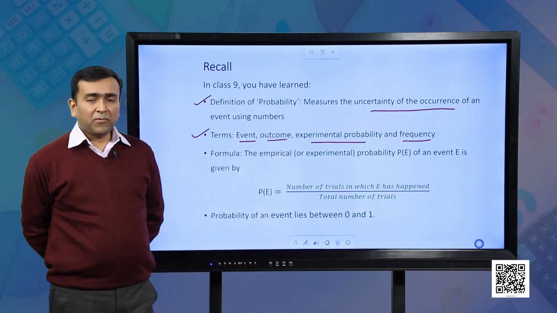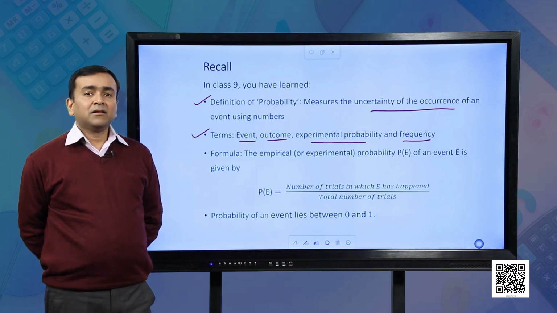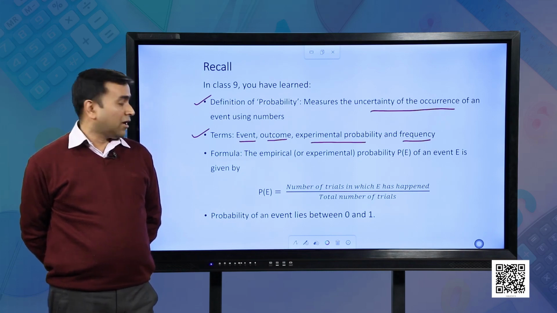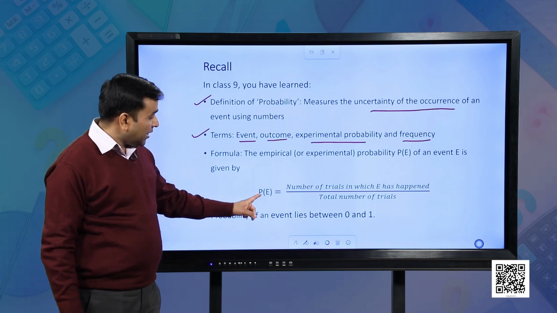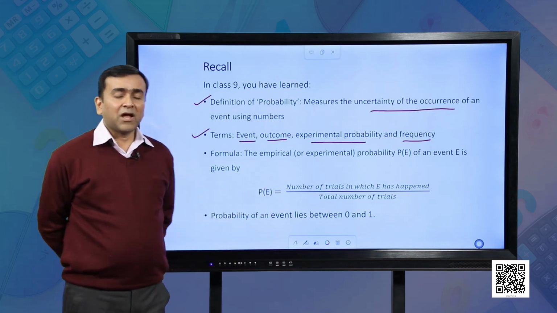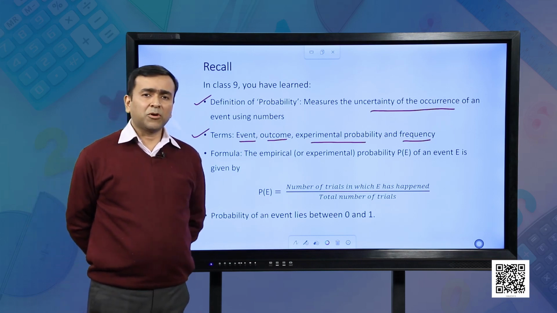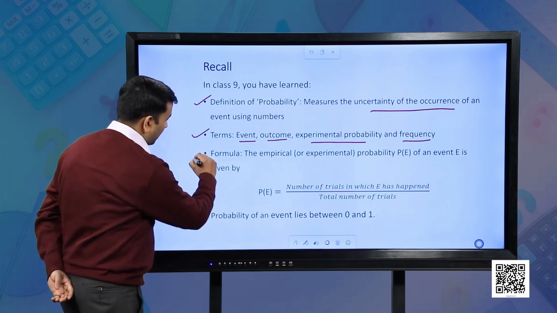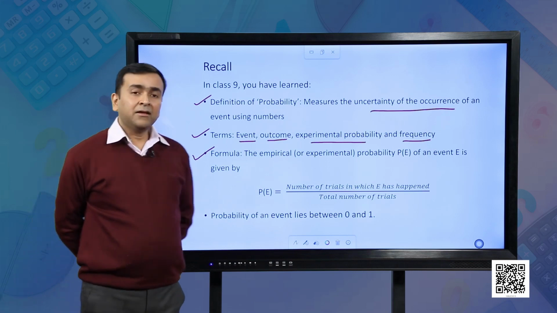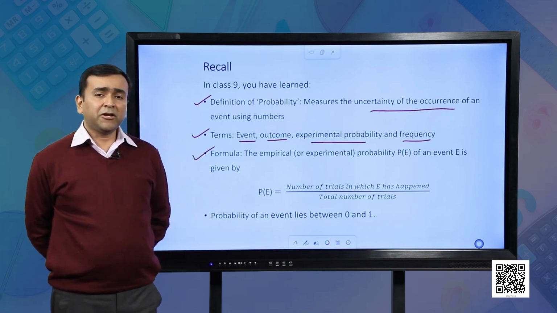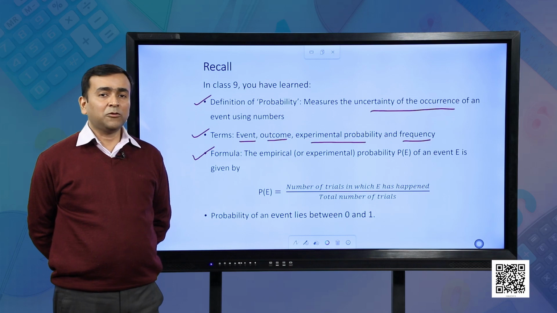To find the probability of any event, you have also learned the formula which is denoted as P(E) equal to the number of trials in which the event E has happened divided by the total number of trials. Lastly, you know that probability of any event lies between 0 and 1.